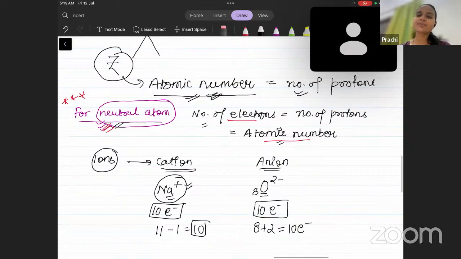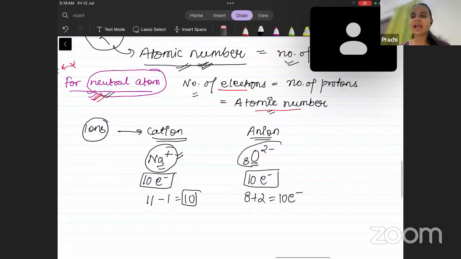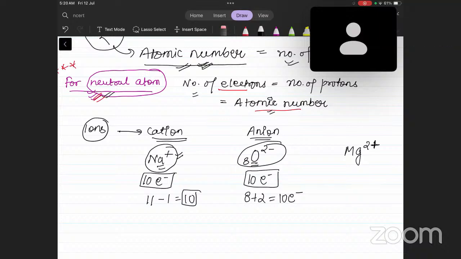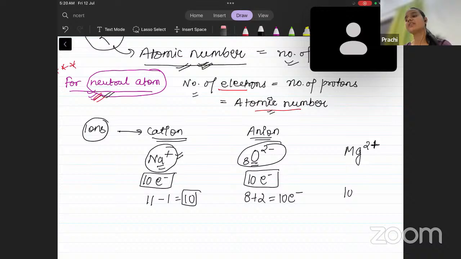Now here we have two species, Na positive and O2 negative, and let's take Mg2 positive. Now tell me what will be the number of electrons for Mg2 positive? 10, ma'am. Yes, so again here you will have 10 electrons.